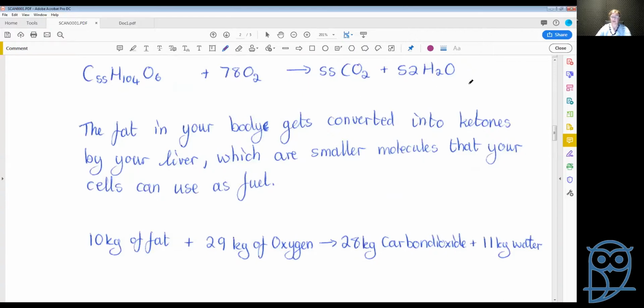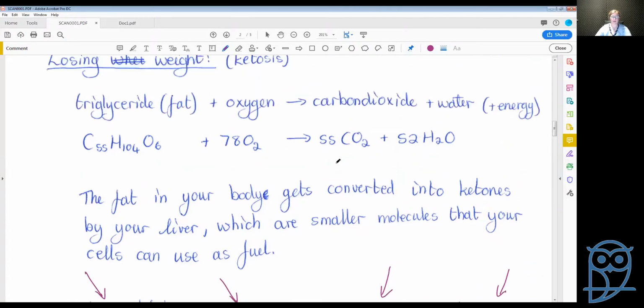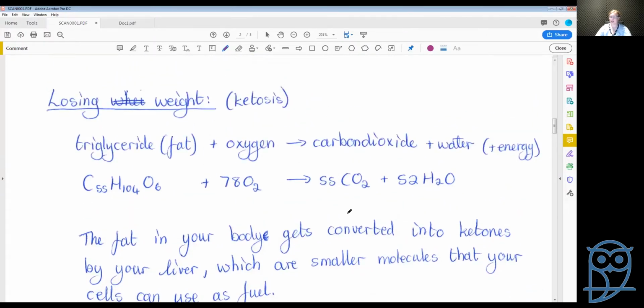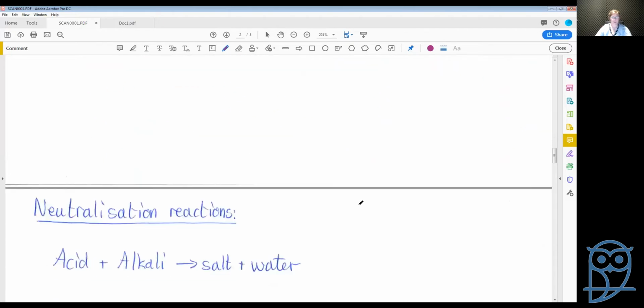So keep this equation in mind. What actually happens is for every 10 kilograms of fat that you are burning up in your body, it takes 29 kilograms of oxygen in order to turn it into 28 kilograms of carbon dioxide and 11 kilograms of water. So where is all of your weight going if you are losing lots of fat? You're breathing it out as carbon dioxide, and it's going down the toilet or being sweated out as water. So yeah, that's where weight loss comes from. This whole bit about losing weight is not in the syllabus. I get asked this question a lot, so let me put it in there.